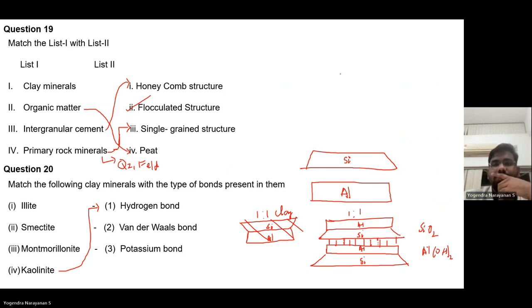Now coming to montmorillonite. As I said before, smectite and montmorillonite fall under the same category. The only difference is that in one, calcium is replaced with magnesium. Otherwise, these fall under the same category, which is the 1:2 clay mineral, in which the hexagonal sheets are sandwiched between two tetrahedral sheets.